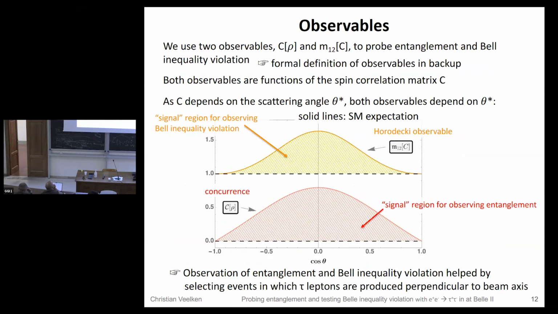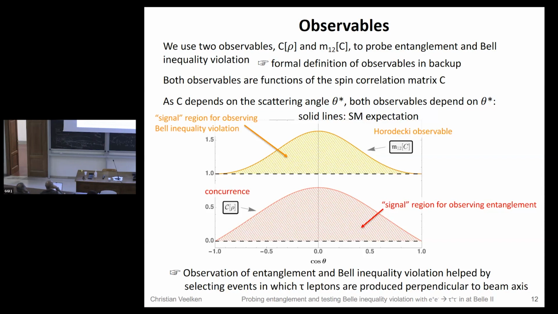Taking the neutrino 4 vectors that we get from the kinematic fit, we can then go ahead and compute the rest frames of the tau plus and tau minus. And this then allows us to compute the polarimeter vectors, which in turn allows us to run the kinematic fit, which then gives us the measurement of the spin correlation matrix C.